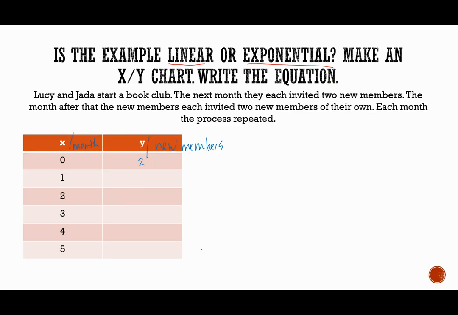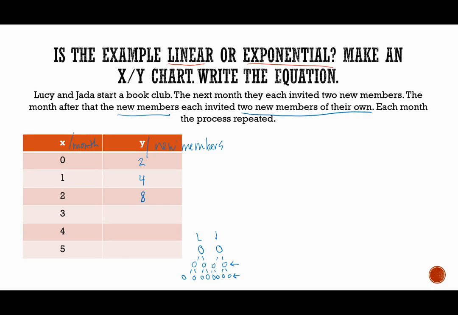And let's say I look at a little bit of a diagram. This is Lucy and this is Jada. Lucy is going to invite 2 new people, and so is Jada. How many new members are there? There are 4. The month after, the new members each invited 2 new members of their own. So this new person invites 2 new people, 2 new people, 2 new people, and so on. So how many new members are there? 1, 2, 3, 4, 5, 6, 7, 8. 8 new members.